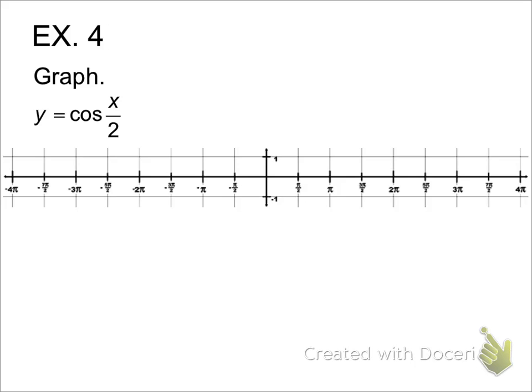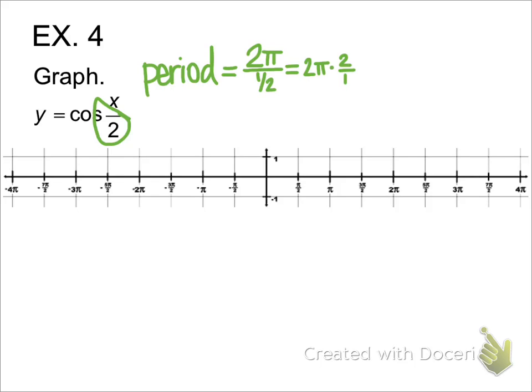Okay, number 4 wants us to graph cosine of x over 2. So we start with the period and the amplitude. So for the period, we're going to do 2π divided by the coefficient of x, which is 1/2. X divided by 2 is the same as 1/2 x. So 2π divided by 1/2 is the same as 2π times 2 over 1, which is 4π. So this has a period of 4π.